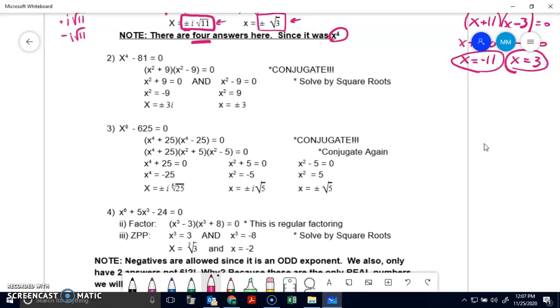I can factor down here also on this one. It's a conjugate rule. This is a squared minus b squared. So how do I break up x to the fourth?